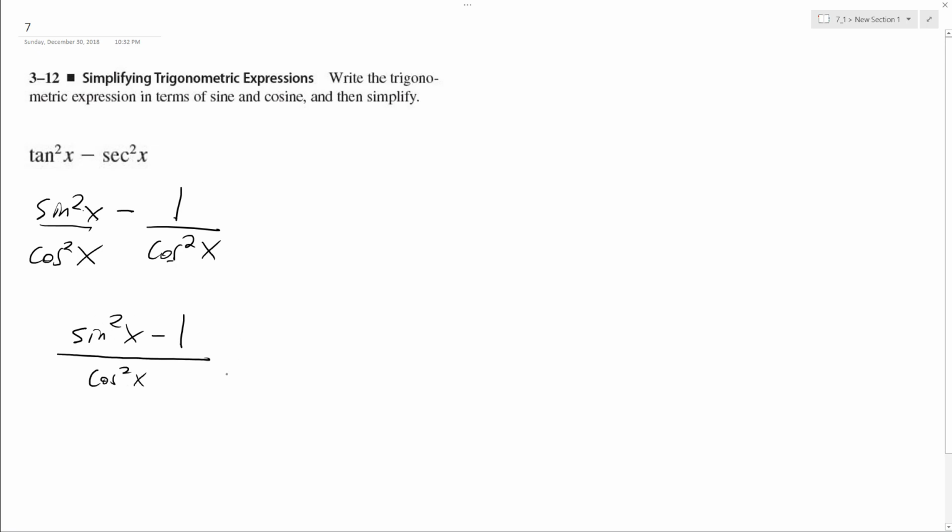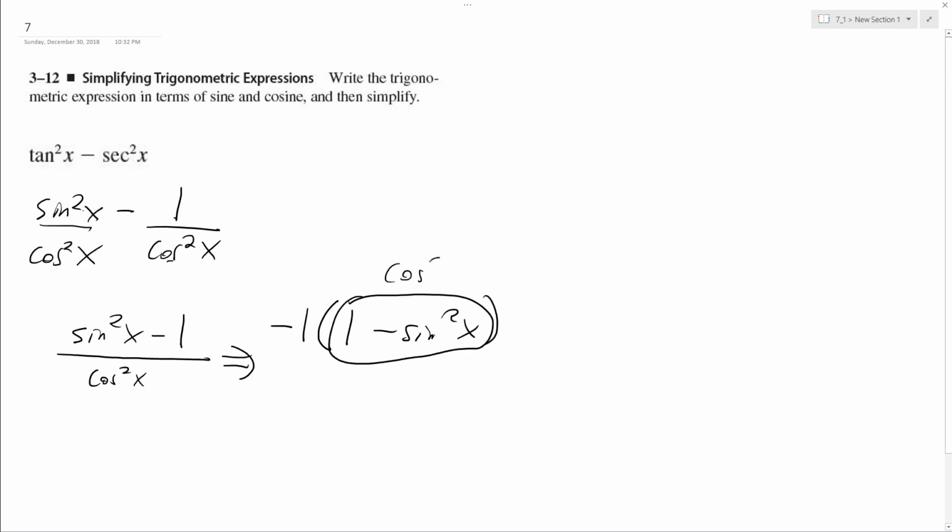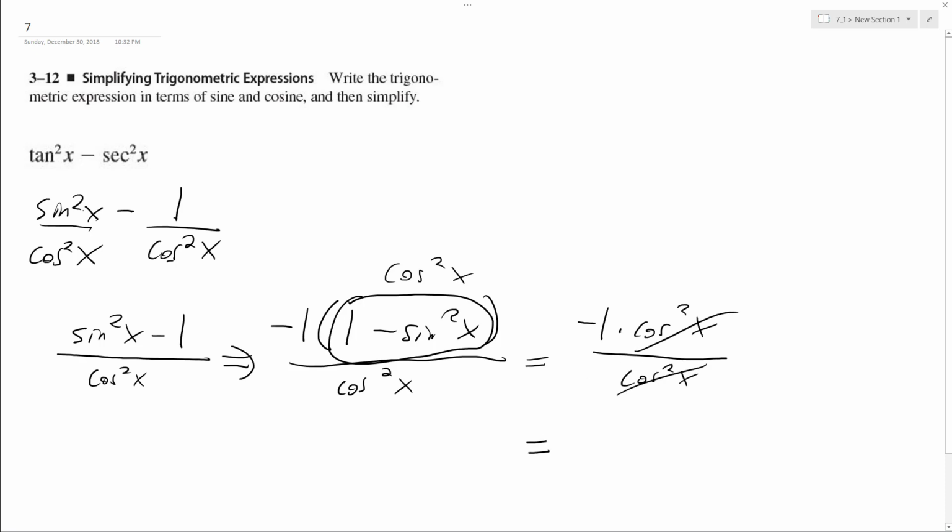Well, what I can do on top is factor out negative 1 and I get 1 minus sine squared x. And this is the same thing as cosine squared x. It's a trig identity. So what I end up doing here is rewriting this as negative 1 times cosine squared x over our cosine squared x. So the cosine squared x's cancel out, and we're left with negative 1.